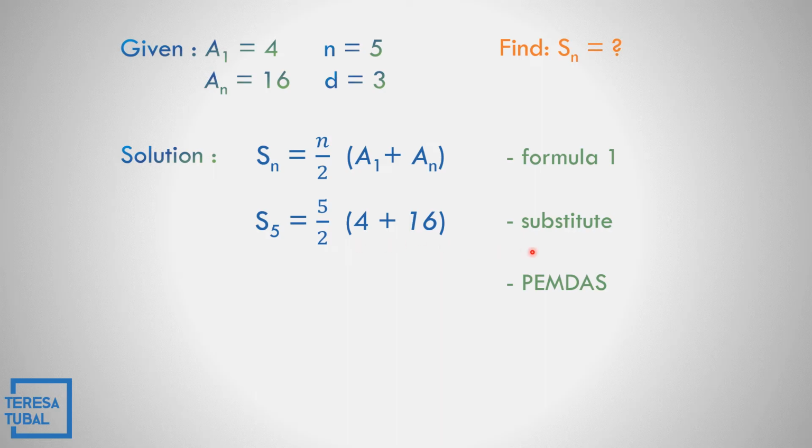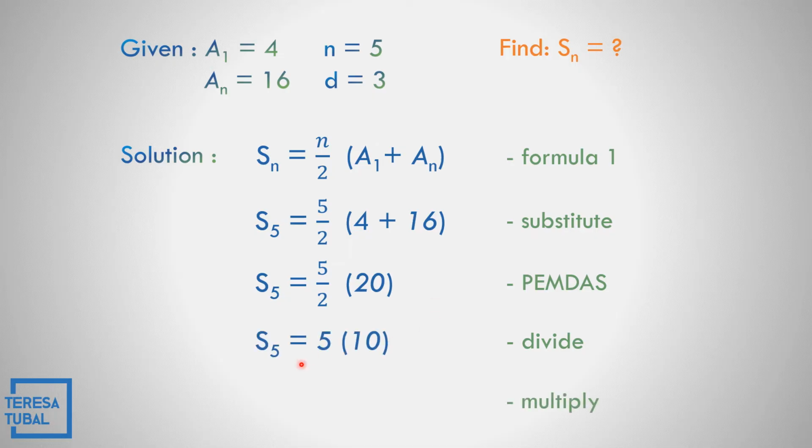Add 4 plus 16. So that becomes 20. 20 divided by 2 is 10. So that becomes 5 times 10. The answer is equal to 50. Or 5 times 20 is 100 divided by 2. The answer is also equal to 50. So the sum of this arithmetic sequence is equal to 50.